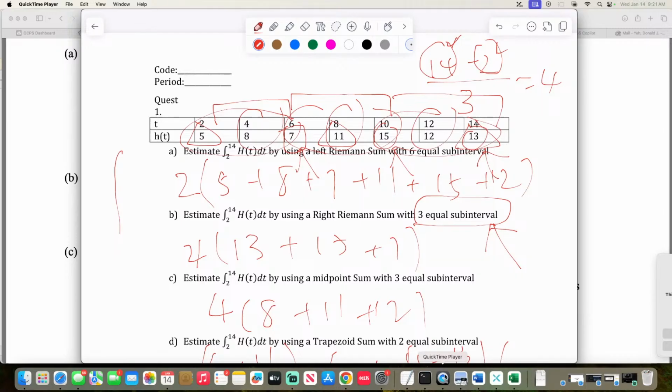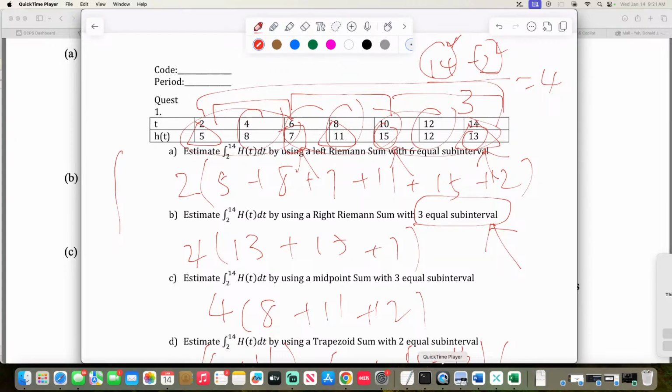Why do you multiply by 4 for 3? Also because there are three subintervals. So let's just say from 2 to 14 the difference is 12, right? If I break it up into 3 equal intervals, I do 12 divided by 3, which is 4. So that's where the 4 comes from. So 4 is very, very important.